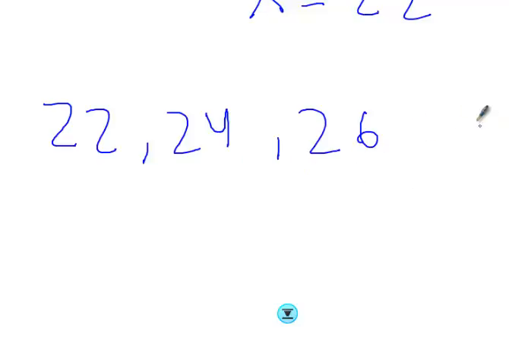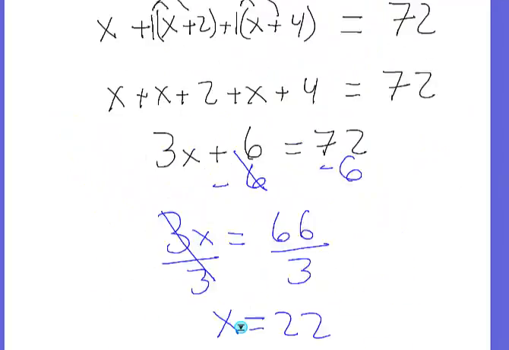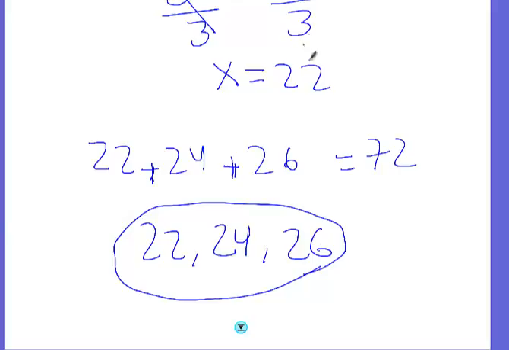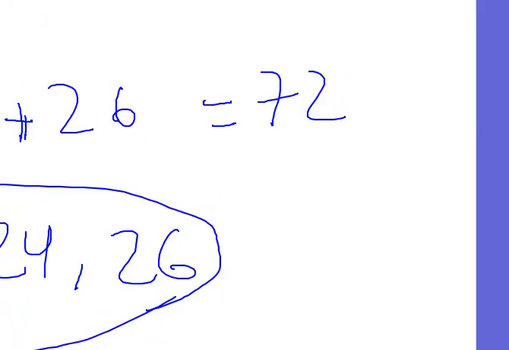And if you add those up, your answer is 72, which again is what we wanted to get in the first place. So your correct answer here would be 22, 24, 26. If you tell me x is equal to 22, you are right that x does equal that, but that's not what the question's asking. The question asks what are the three consecutive integers, so make sure you say 22, 24, 26.